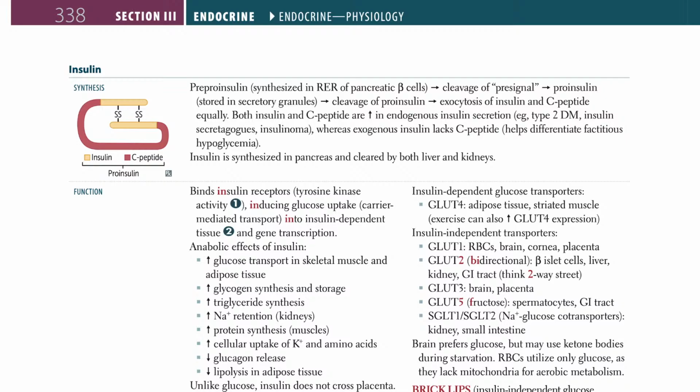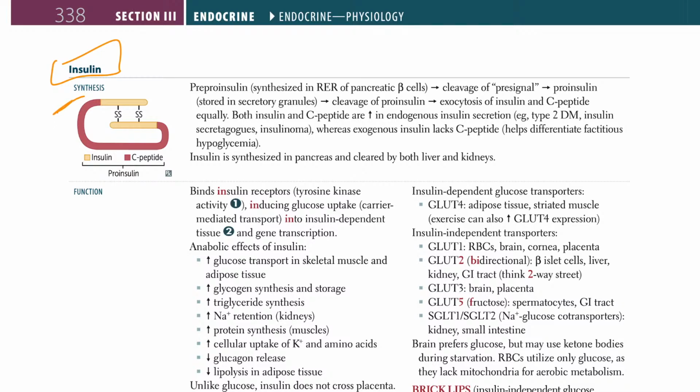Okay, today what we're talking about is insulin. Let's get started with insulin. High yield, very high yield. Insulin synthesis is also very high yield, although it looks like it's not, but it is very, very high yield. So let's talk about the synthesis now.